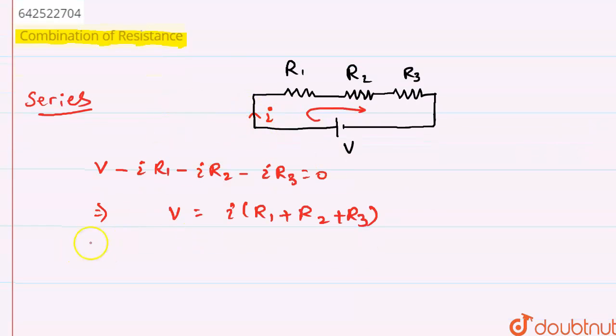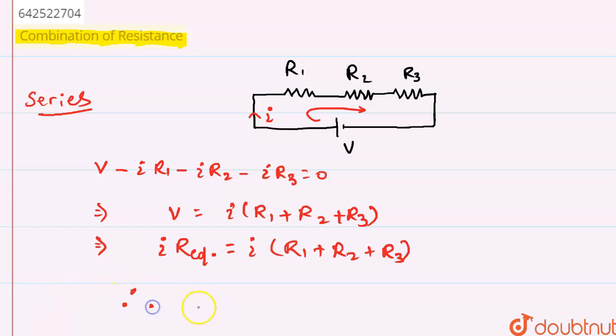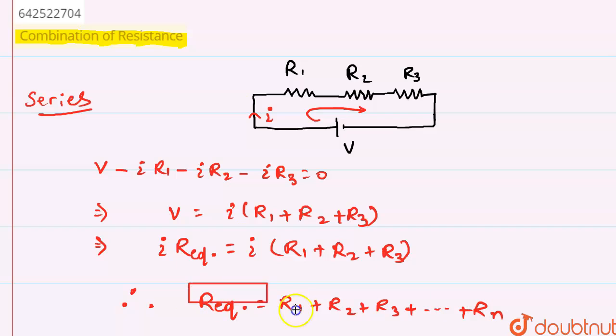Since current is I in the circuit, we can say V will be I into R equivalent. So I into R equivalent will be equal to I into R1 plus R2 plus R3, and from this you can get that the equivalent resistance in case of series circuit is R1 plus R2 plus R3 for three resistors. For n different resistances we will get R1 plus R2 plus R3 and up to Rn. So basically we got the answer for series combination.